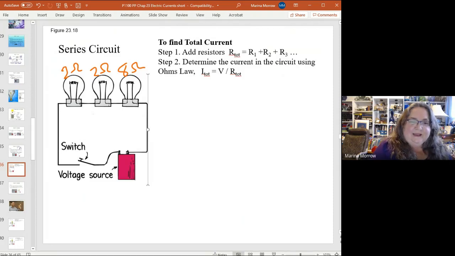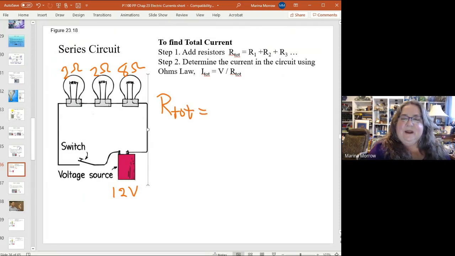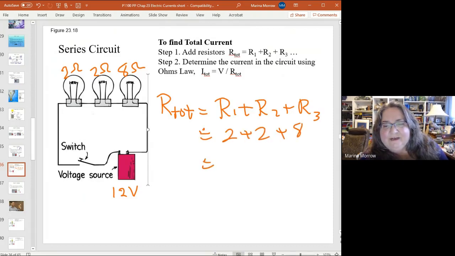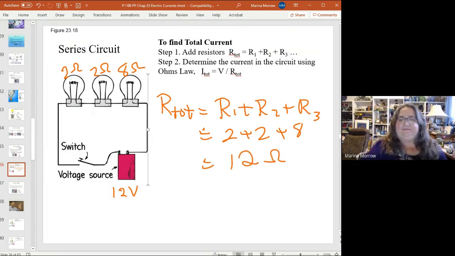And we'll make this a 12-volt battery. Okay, so what's going to happen? Well, let's add up the resistors first, right? So the total resistance is going to be R1 plus R2 plus R3. And if you got more resistors, of course, you would just keep adding. So we'd have 2 plus 2 plus 8, which does make 12 ohms, as a matter of fact.